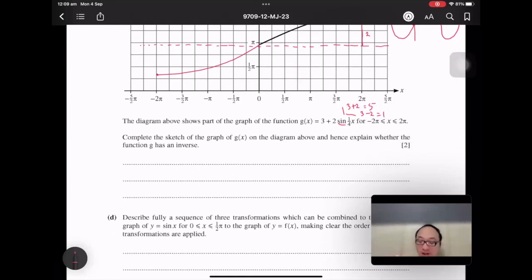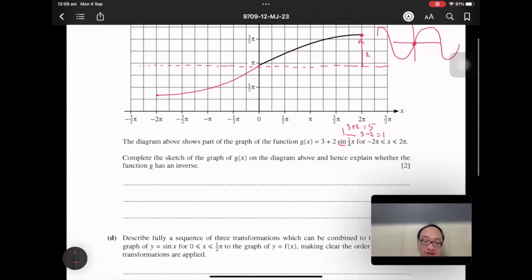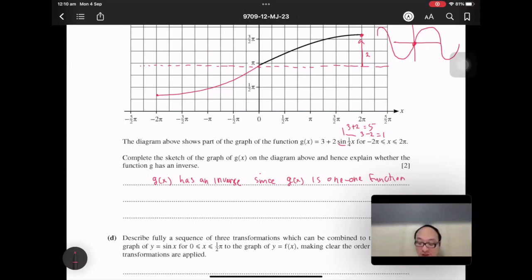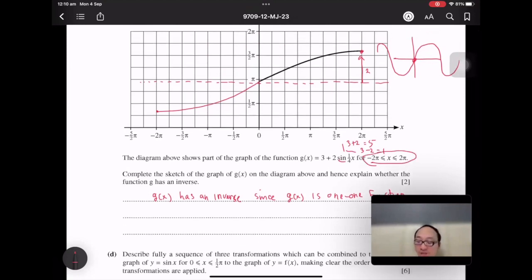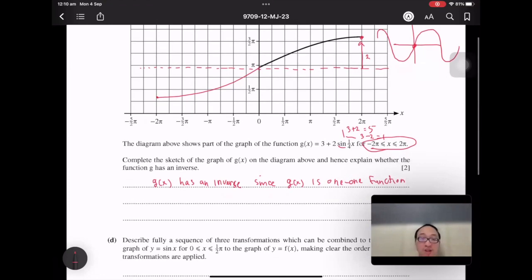And then this function g(x) has an inverse, since g(x) is a one-to-one function. We know, yeah, over the region negative 2 pi until 2 pi, g(x) is one-to-one. So that means g(x) has an inverse in this period.